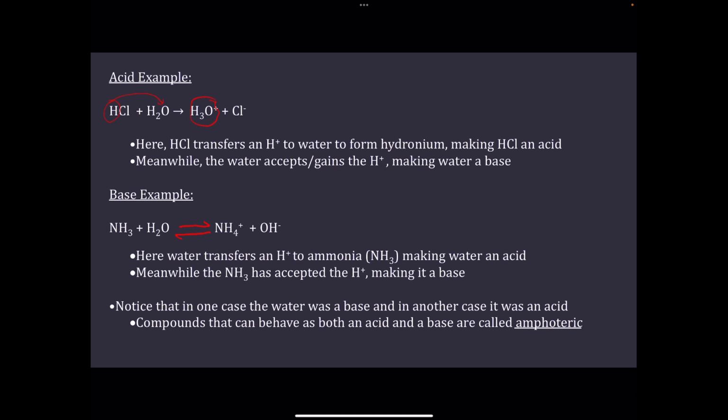Now we've just looked at two examples and notice that in one case, water was a base, and in another case, water was an acid. It's really all going to depend on what water is interacting with. But water is one of those compounds that can behave as both an acid and a base. And when that's the case, we're going to describe that as being amphoteric. So water is amphoteric. In some scenarios, it can be an acid. In other scenarios, it can be a base.